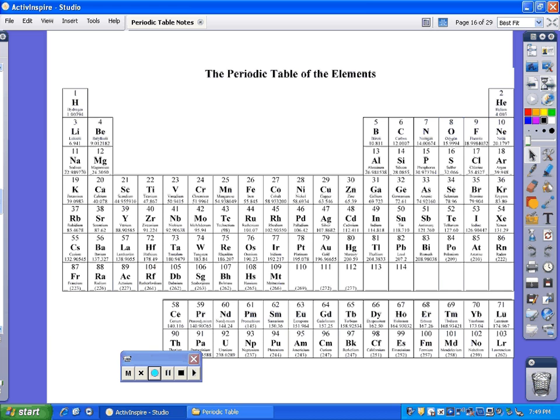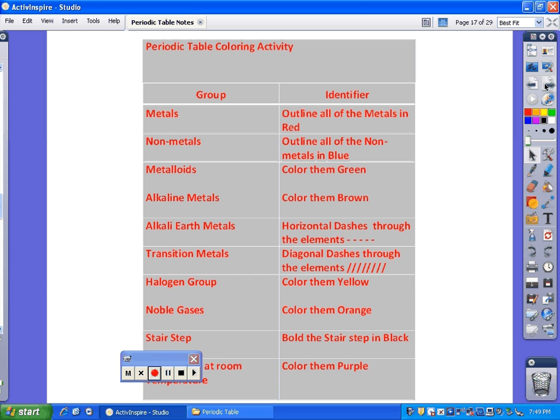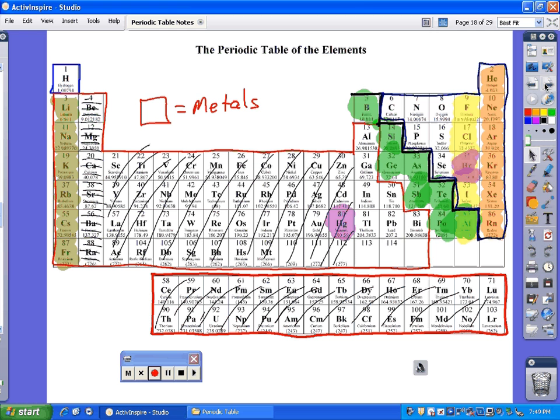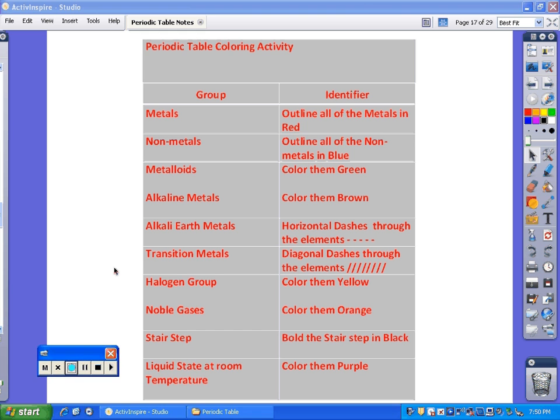This is just a blank periodic table that I used for the periodic table coloring activity, which I'm sure you remember doing in class. Ever so much fun. If you have this, it will be very useful when we're going through the different groups of the periodic table. So hopefully you still have this in your notes and you can use it for reference. And if you wonder what these things are colored for, you can always flip back to this page and see exactly what things are colored and why you colored them that color.